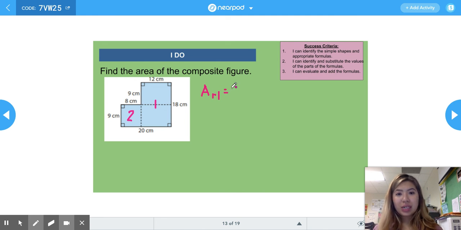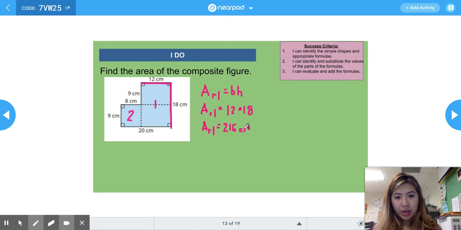So the area formula for a rectangle is length times width, or base times height. So I'm going to have to identify the base and the height. So the base is going to be the 12. So I'm multiplying 12 times the height of the bigger rectangle, which is 18. 12 times 18 is 216 centimeters squared.